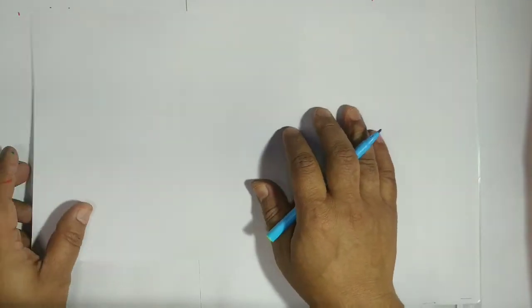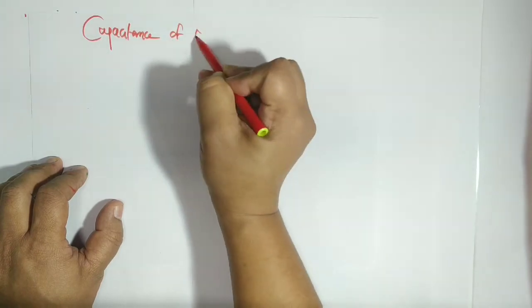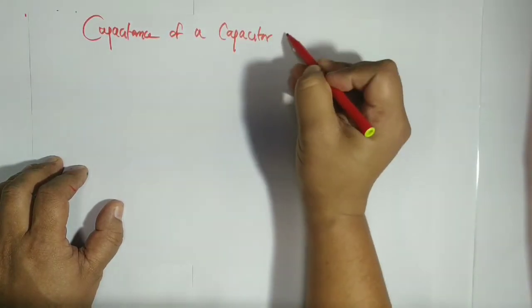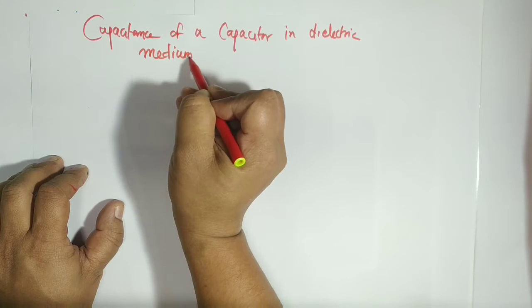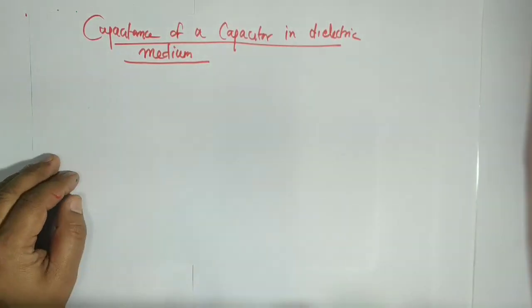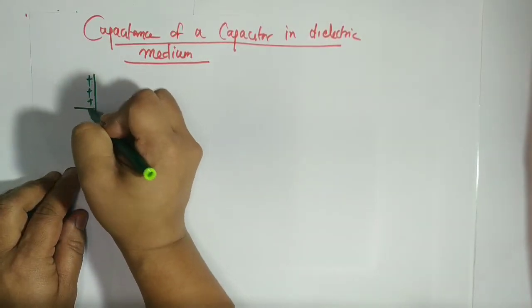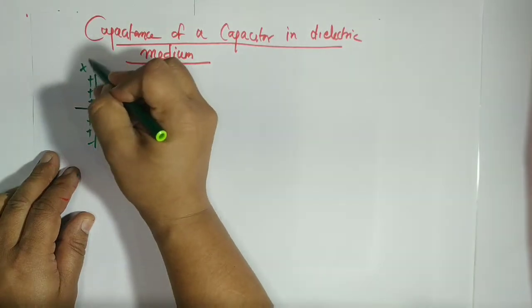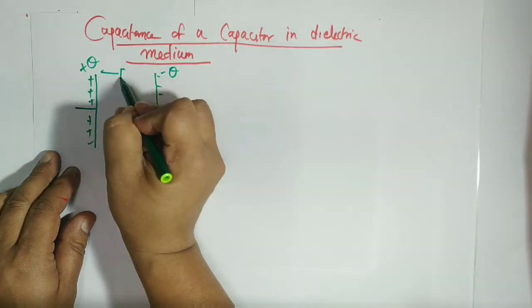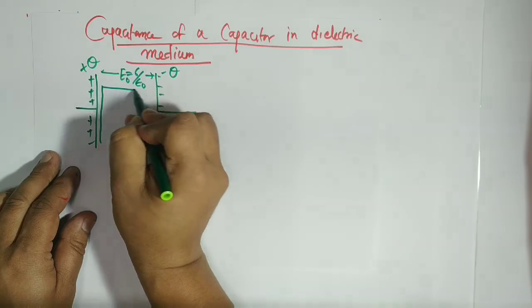Now we'll talk about the capacitance, a very important derivation. Capacitance of a capacitor in a dielectric medium. This is a very important derivation, because we have discussed dielectric polarization. Now we'll do it. Say there is a capacitor, it has a positive charge, it has a negative charge, and there is an external field. You remember it is sigma by epsilon naught, and now you place a dielectric slab in between.